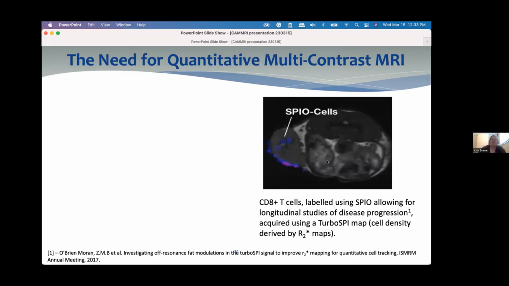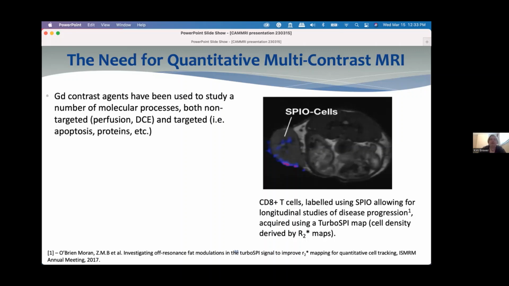On top of that, ideally qualitative is useful, quantitative is more so, because it lets us understand what is happening over time. So the one on the right, this image is what we got from our turbo SBI, the one that we use for our ovarian cancer and other early models.